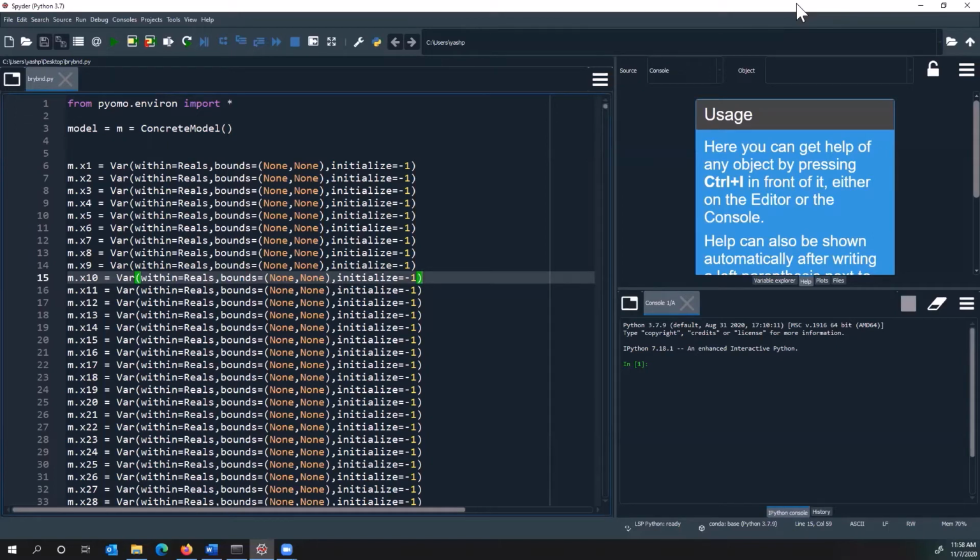BARON is also available through interfaces with Julia in JuMP, GAMS, AIMMS, AMPL, MATLAB, and YALMIP.